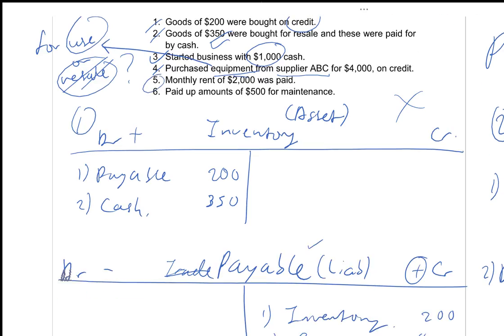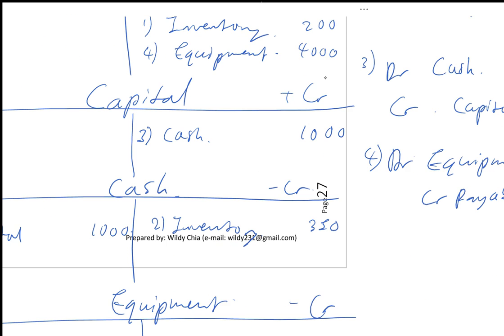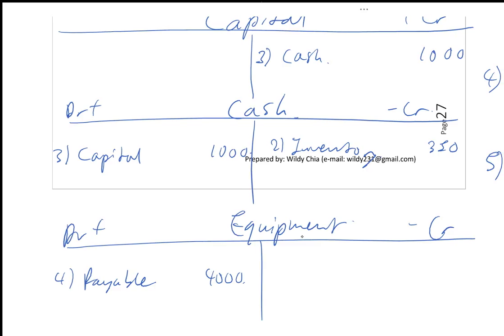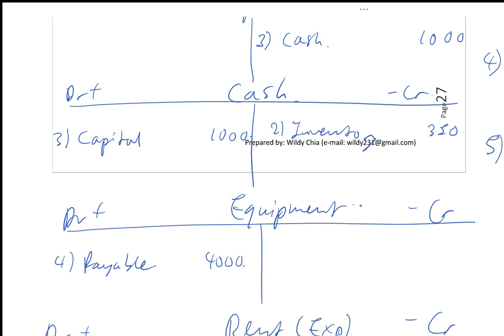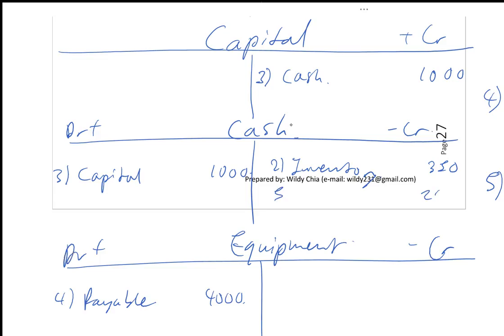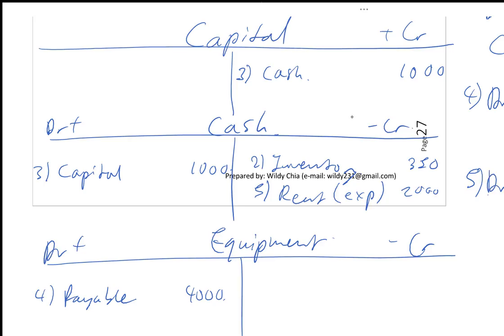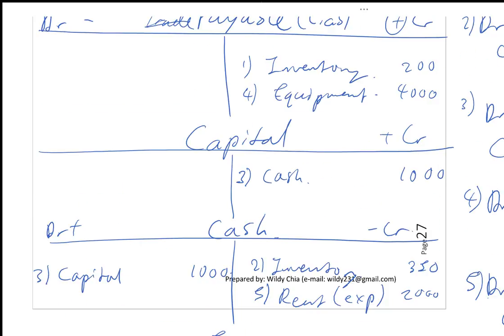The next one is the monthly rental of 2,000 paid. So you need an account for rental expense. How much is the rental that you paid? 2,000 paid. So what I need to do is 2,000 cash and then 2,000 rental, and that's done. Transfer this to your double entry: debit rental expense and credit cash, similarly 2,000. Right, no problem. Simple.